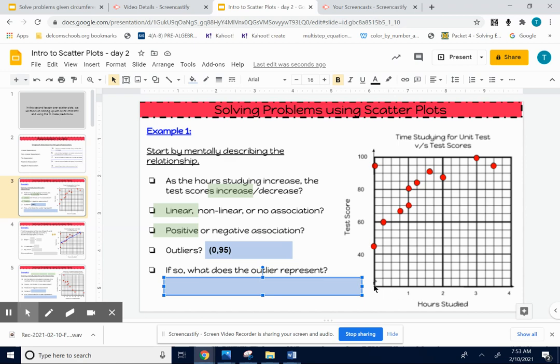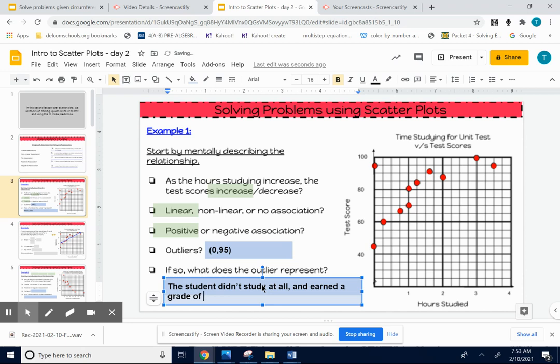without studying. This is the hours studied on the x-axis, for 0 hours. So, lucky kid. The student studied 0 hours. You know what? I'm just going to put didn't study at all, because if he or she studied 0 hours, that means they didn't study at all. So the student didn't study at all and earned a grade of 95. And you know you're going to word things differently, I'm sure.